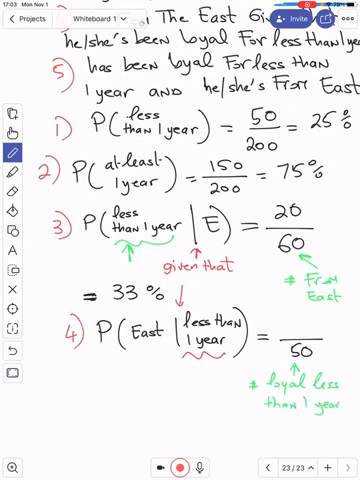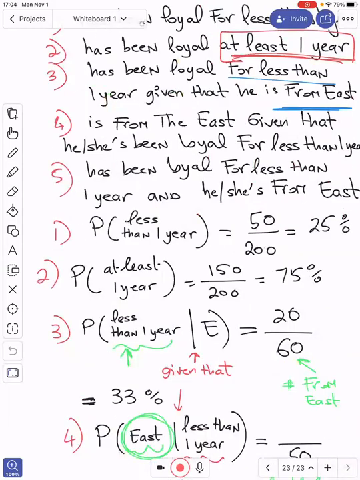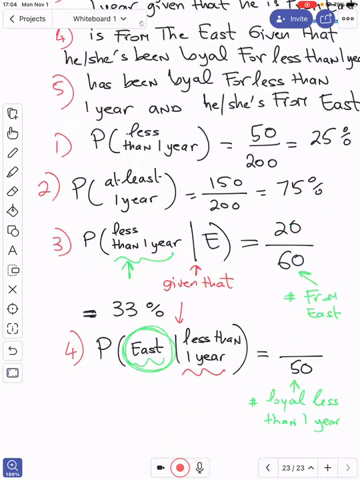Now, out of the 50 customers that have been loyal less than 1 year, how many are from the East? 20. 20, yes. We have 20 customers from the East who have been loyal for less than 1 year, so it's 20 over 50. Don't forget, guys, the number on top is always less than the number in the denominator. Okay, because the answer is always a number less than 1, right? So 20 over 50, that's 0.4, and that will be 40%.